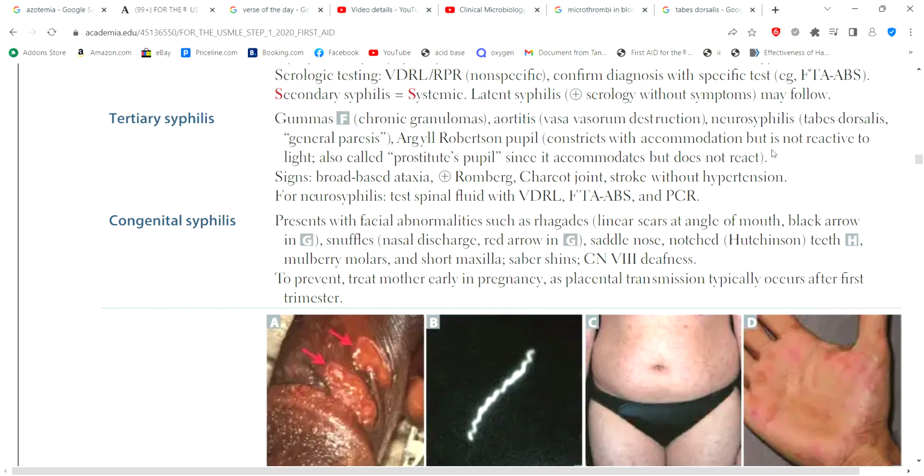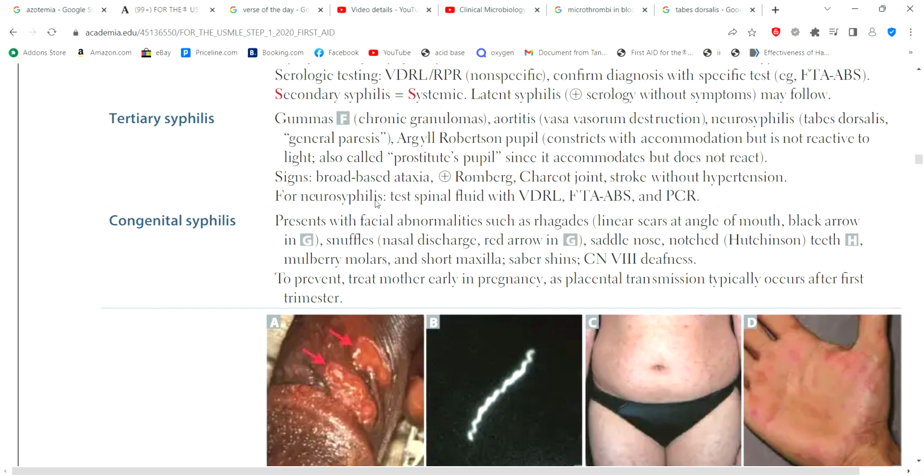So neurosyphilis: tabes dorsalis, general paresis. General paresis is a weakness caused by nerve damage in your body. So it's a partial paralysis.